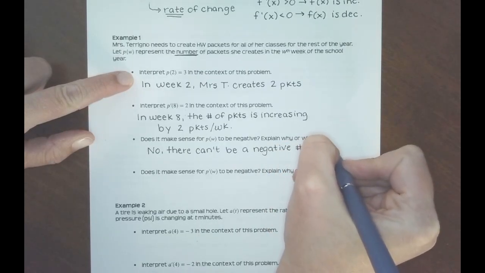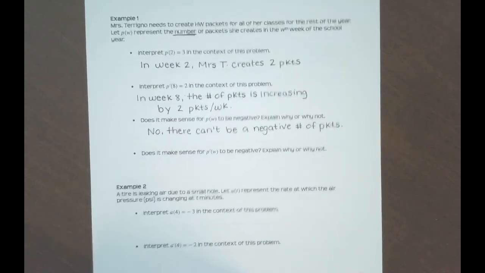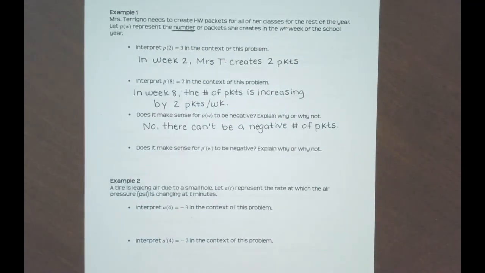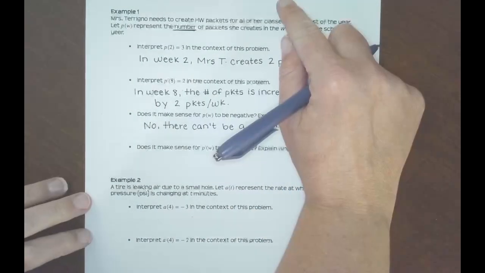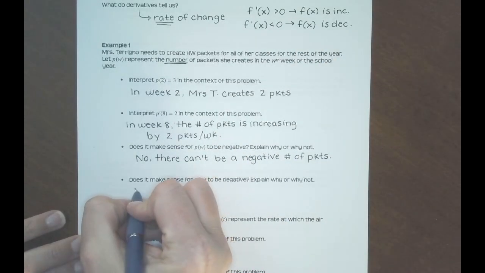Sorry, trying to write as fast as I can here. These wordy lessons get me in the videos. But does it make sense for P prime of W to be negative? Well, that could definitely be negative, right? A negative rate of change is just telling you that you have a decrease going on. So yes, you absolutely could have a negative derivative.